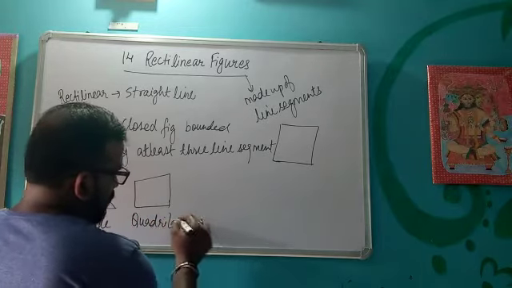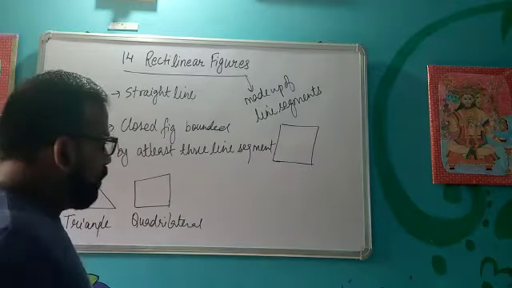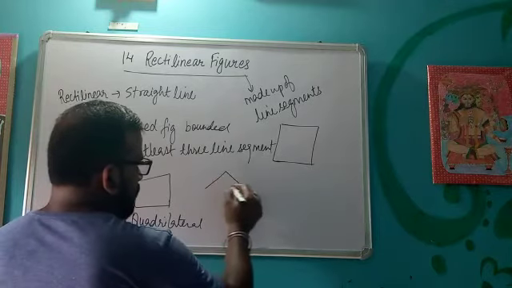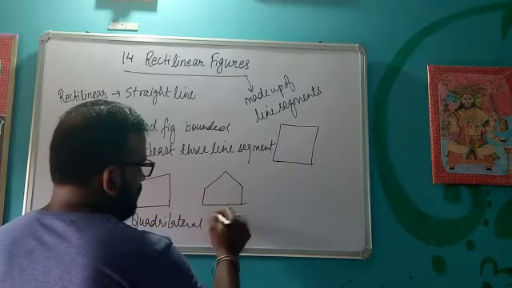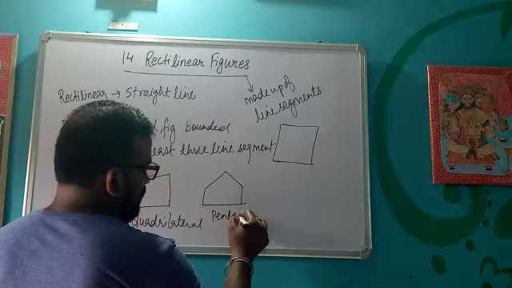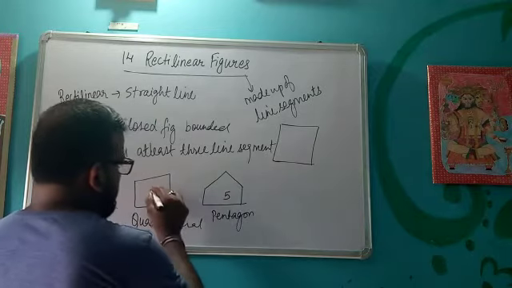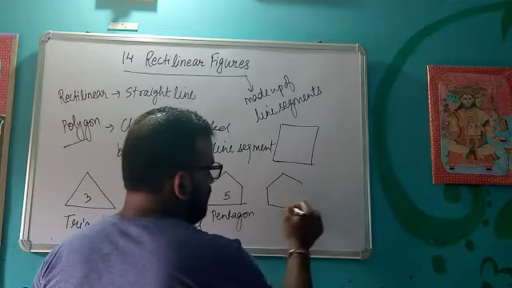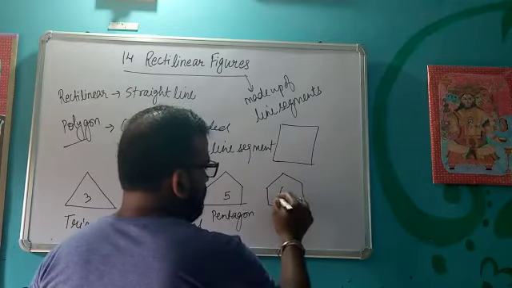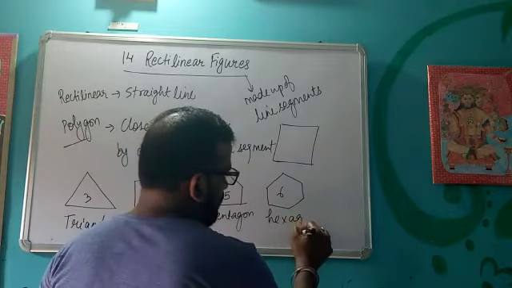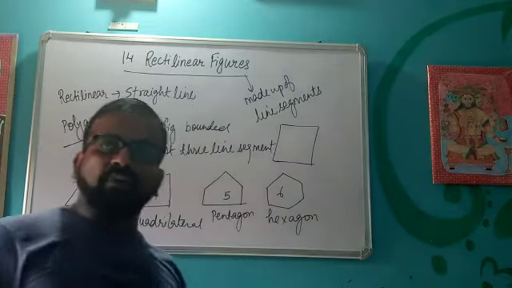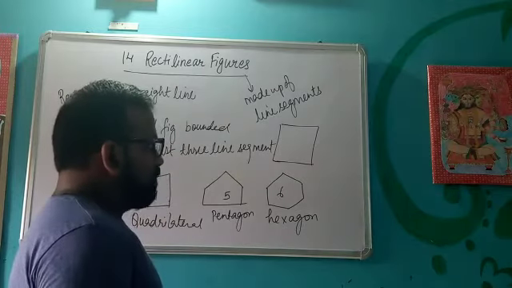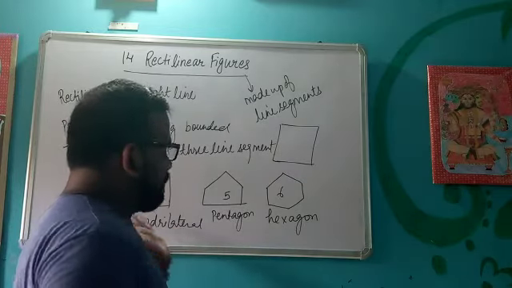A quadrilateral is a closed bounded figure formed of 4 line segments. Then a pentagon has 5 line segments. If 6 are there, we call it a hexagon, and so on. If 7 are there, heptagon, then octagon, then nonagon, then decagon. So these are the types of polygons.